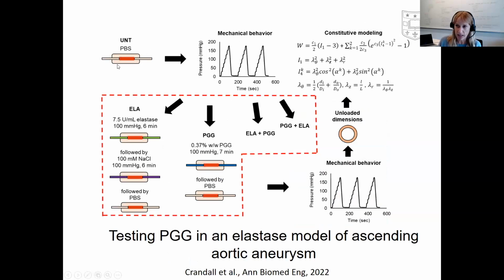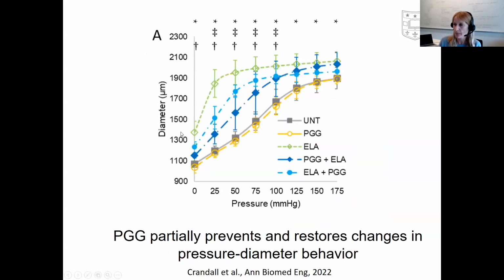So we did our mechanical tests on the mouse arteries, the aorta. We use a drug, elastase, that degrades the elastic fibers. We also tried just the PGG alone. And then we tried to use the PGG either after degradation or before, to see if we can alter the mechanical properties of the aorta just by addressing these elastic fibers.